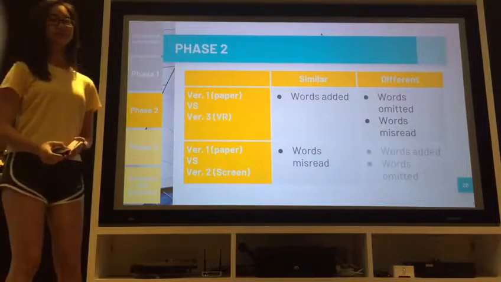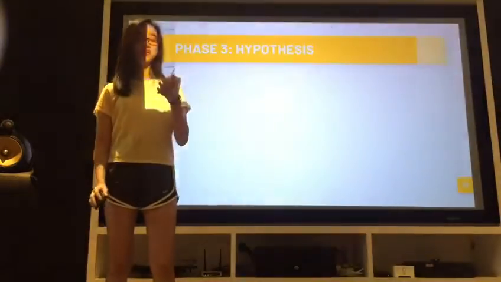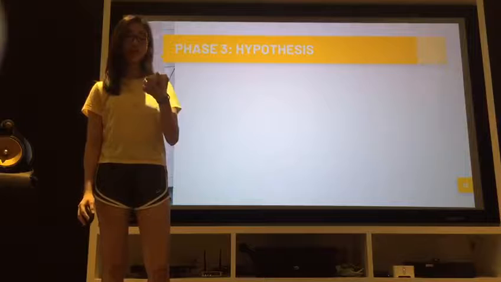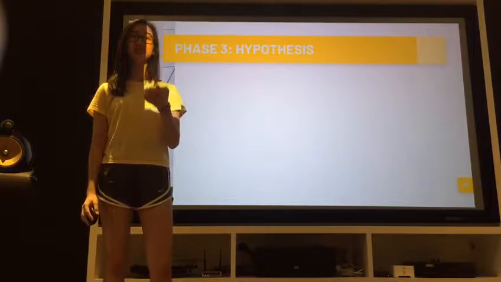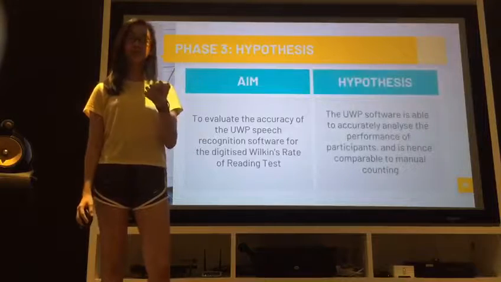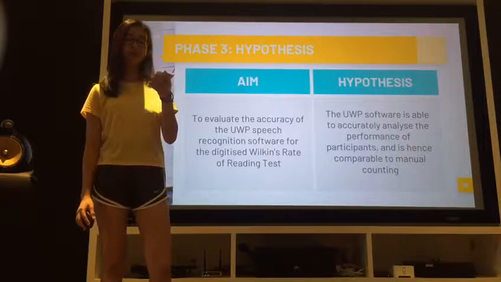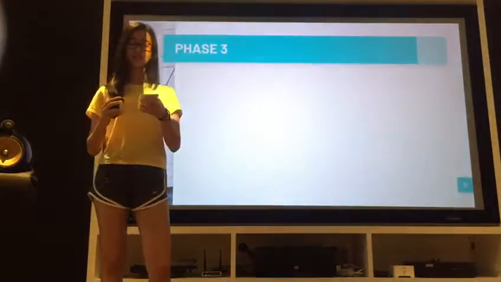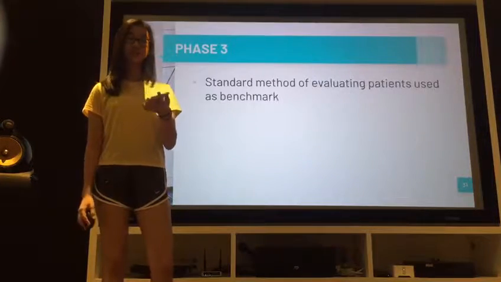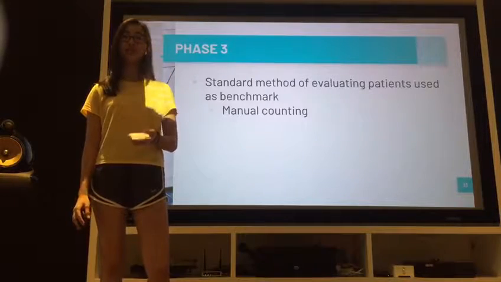Now on to phase 3. In this phase we evaluated the accuracy of the speech recognition software using UWP for the digitized Wilkins rate of reading test. Our hypothesis was that UWP software is able to accurately analyze the performance of participants and is comparable to manual counting. As a benchmark to evaluate the software, we used manual counting where we listened to recordings of participants and noted the errors that they made.